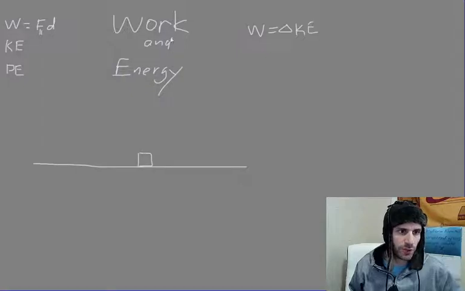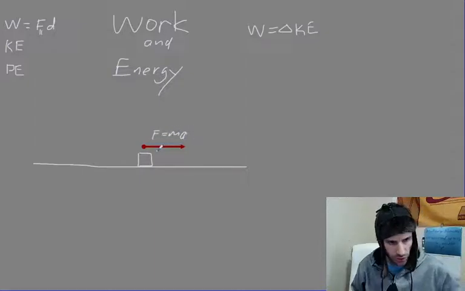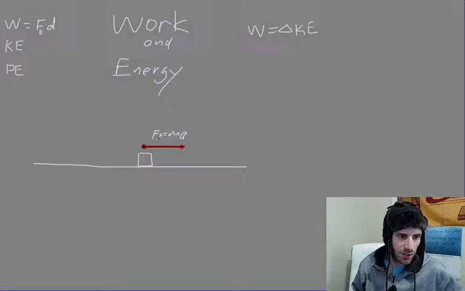So let's apply a force onto this object in this direction, and we're going to cause this object to accelerate because, again, this is friction free. So yes, the force is equal to ma, as it always is. But that's not really what I want to focus on so much. Instead, I want to express that the force times the distance is equal to the work done.